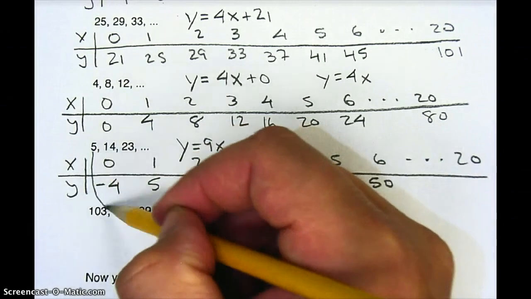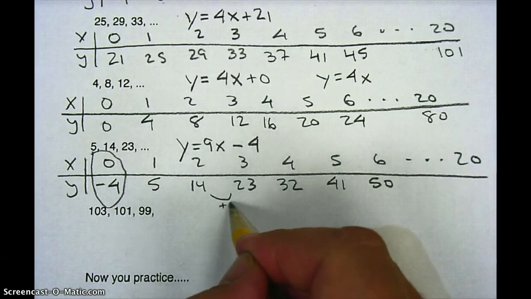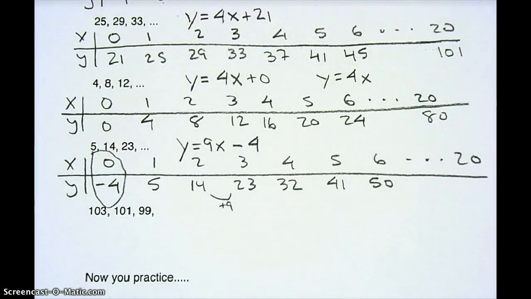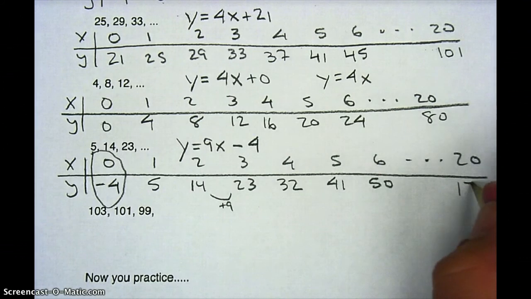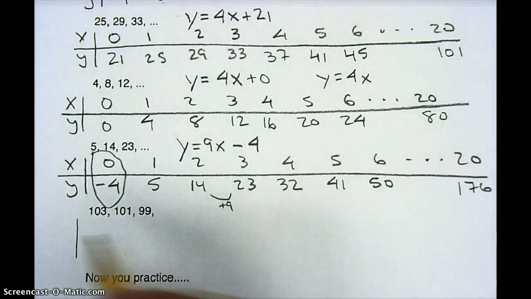Again, the number that I multiply, or the number that's under the 0, is what I add or subtract to it. The amount it goes up each time is what I multiply x by. Now to find the 20th number, 9 times 20. Well, I do 9 times 2, that's 18, so 9 times 20 is 180. Minus 4 is 176.